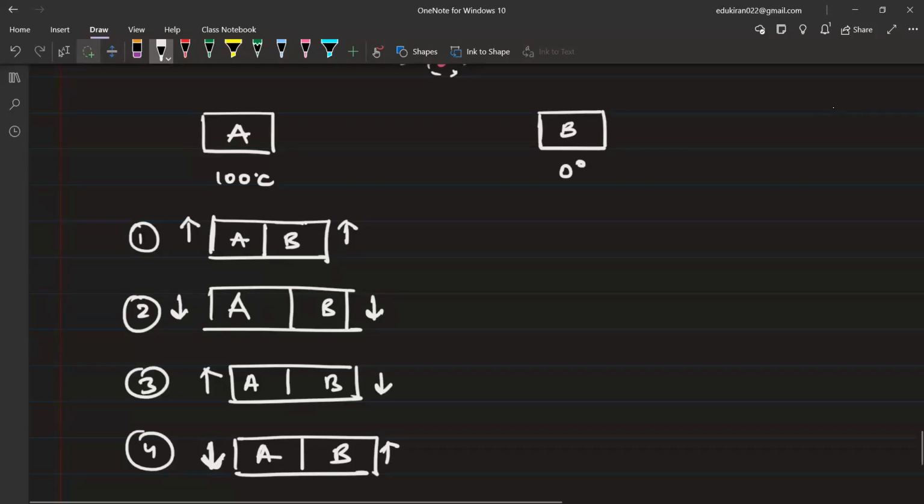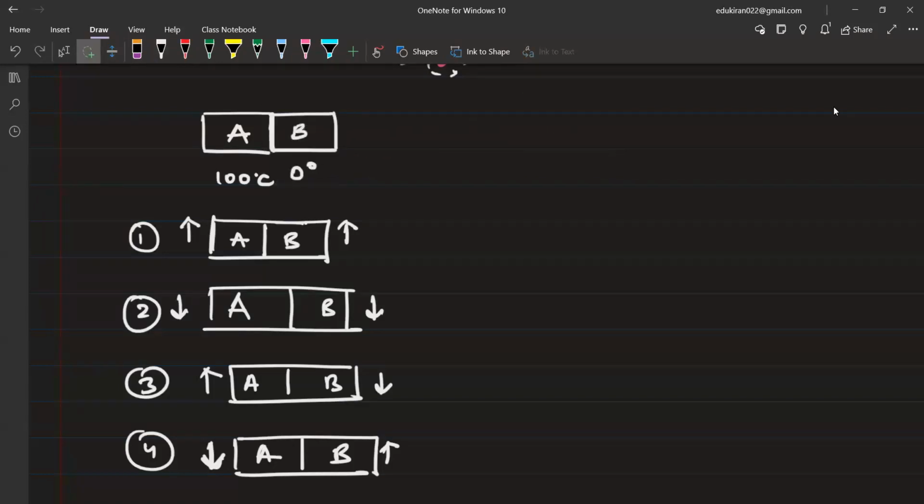1, 2, 3, 4. What I am doing is bringing these two blocks of iron in contact with each other. Right now they are not in contact, but if I bring them into contact, what is going to happen? Both temperatures will increase, or both will decrease, or the temperature of block A will increase and block B will decrease, or the temperature of block A will decrease and block B will increase.